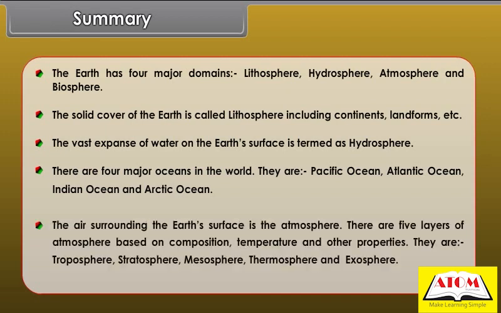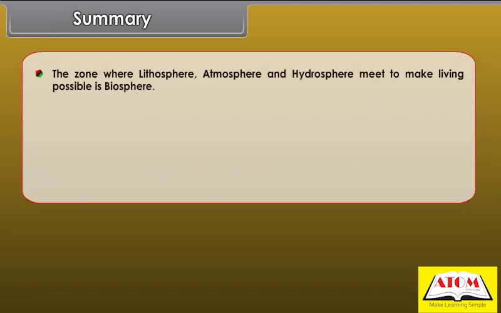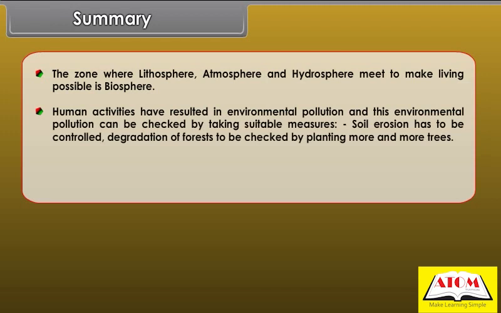The air surrounding the Earth's surface is the atmosphere. There are 5 layers of atmosphere based on composition, temperature and other properties. They are troposphere, stratosphere, mesosphere, thermosphere and exosphere. The zone where lithosphere, atmosphere and hydrosphere meet to make living possible is the biosphere. Human activities have resulted in environmental pollution, and this environmental pollution can be checked by taking suitable measures. Soil erosion has to be controlled, and degradation of forests to be checked.